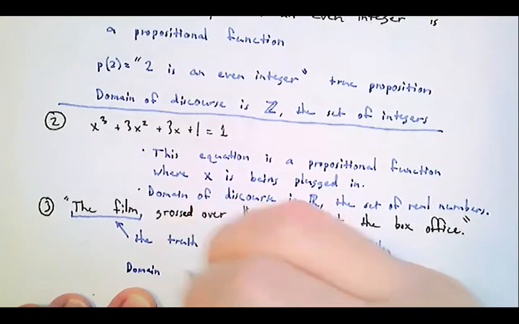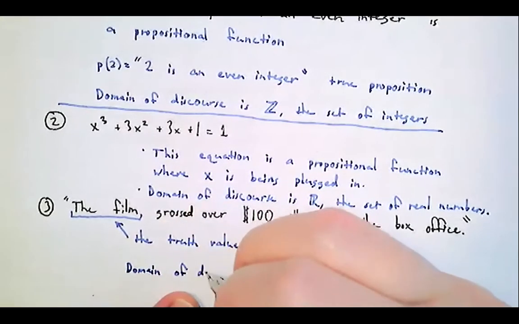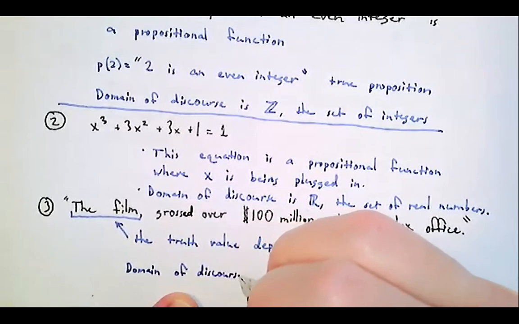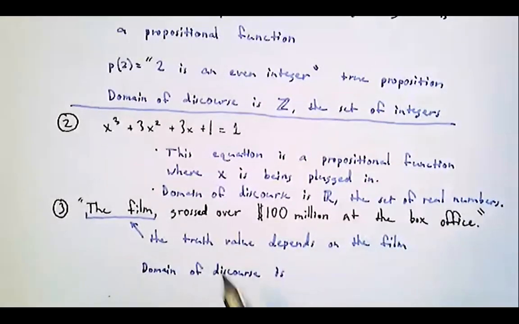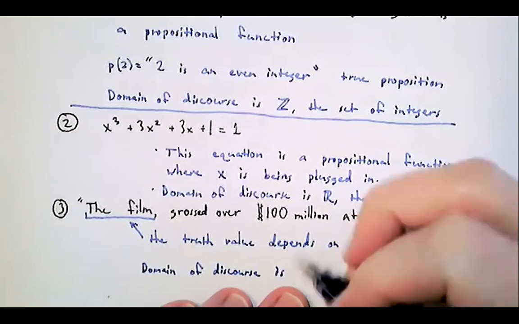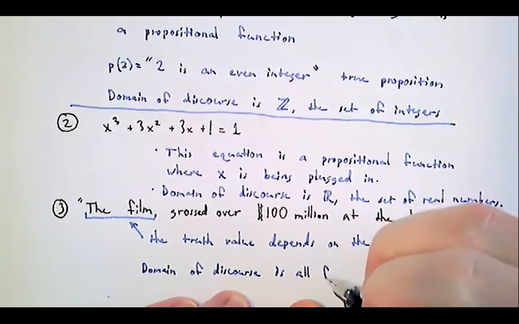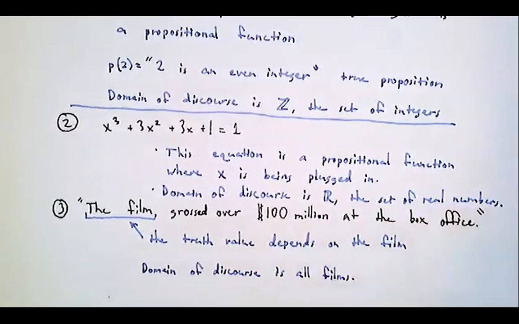what should that be? Any ideas? All films. All films. And probably we want to say all films that were actually released in theaters. But all films is fine. This sentence wouldn't really apply to a streaming movie on Netflix or similar streaming services. Good.